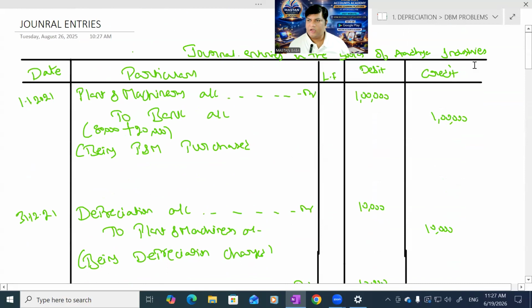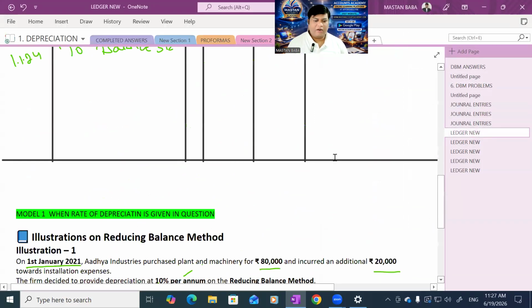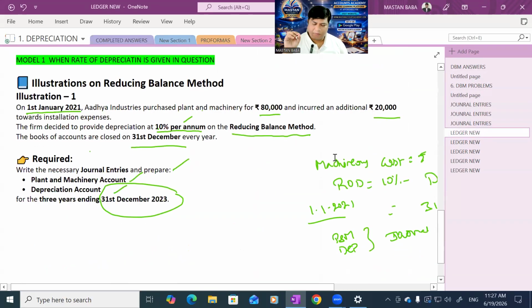In the question they asked for everything, that is the ledger account as well as, they asked us to calculate and prepare the machinery account, depreciation account and journal entry. Just go through it and write the necessary journal entries.